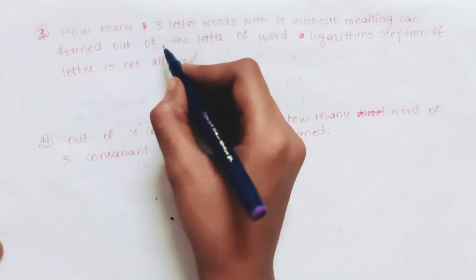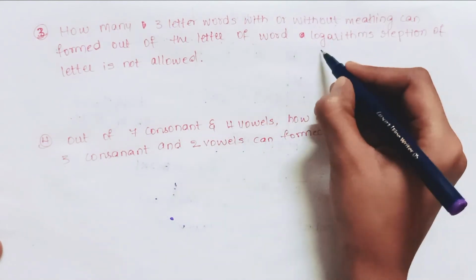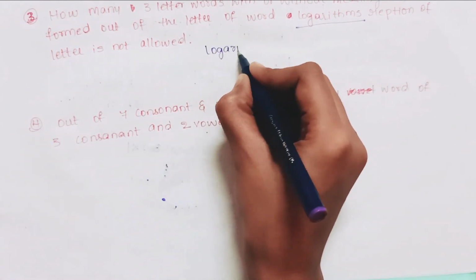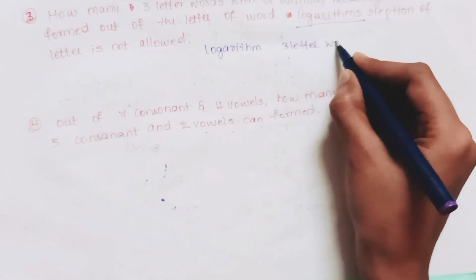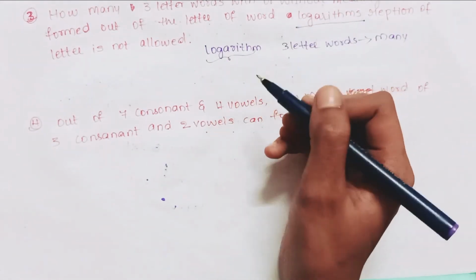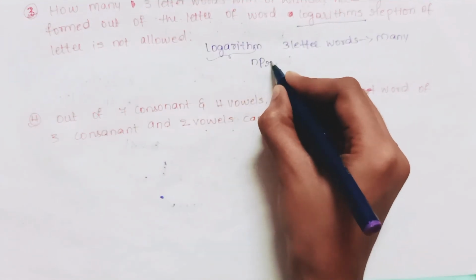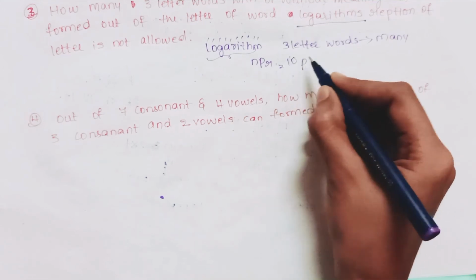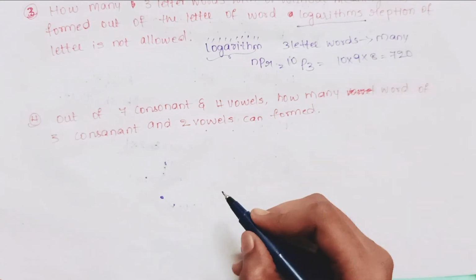Now example 3. How many 3-letter words, with or without meaning, can be formed out of the letters of the word LOGARITHMS? Repetitions are not allowed. Here they gave the word logarithms, and we want to find how many 3-letter words can be formed from it, that too without repetitions. So we should use this formula nPr. How many letters? 10 letters. 10P3. If we calculate, we'll get 720.